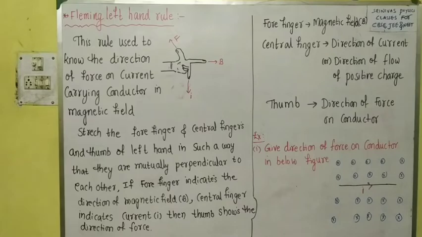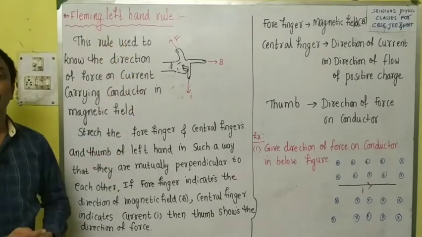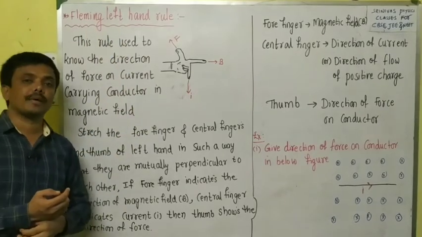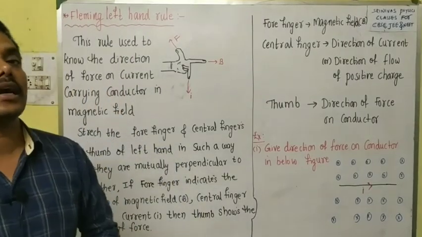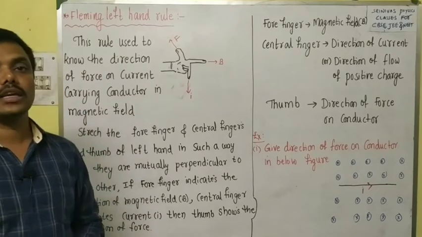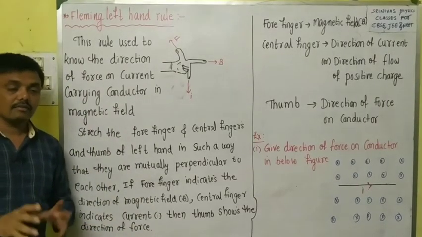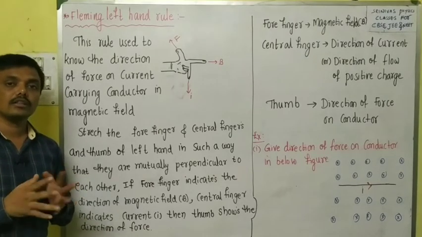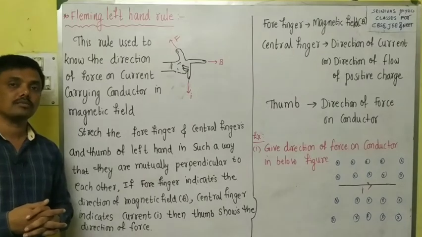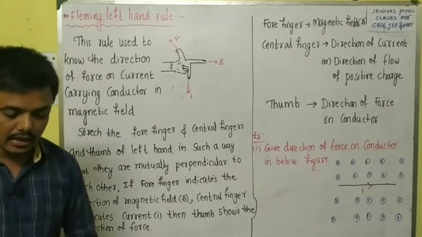Now I am going to explain the Fleming left hand rule. Look at here, Fleming left hand rule. What is the use of the Fleming left hand rule? We know that force acts on a current carrying conductor. To know the direction of the force, in which direction the force will act on the conductor whenever the current carrying conductor is placed in the magnetic field, we will use the Fleming left hand rule.